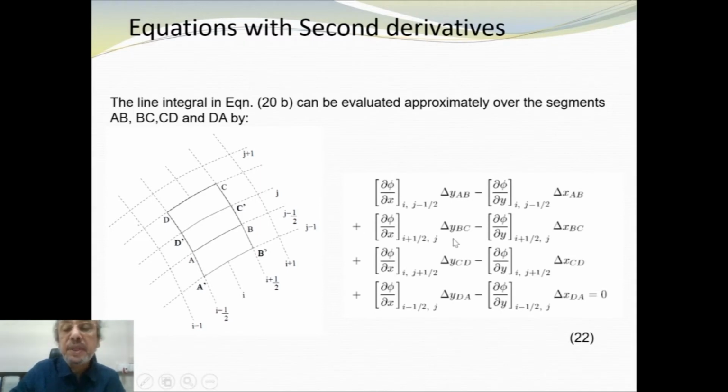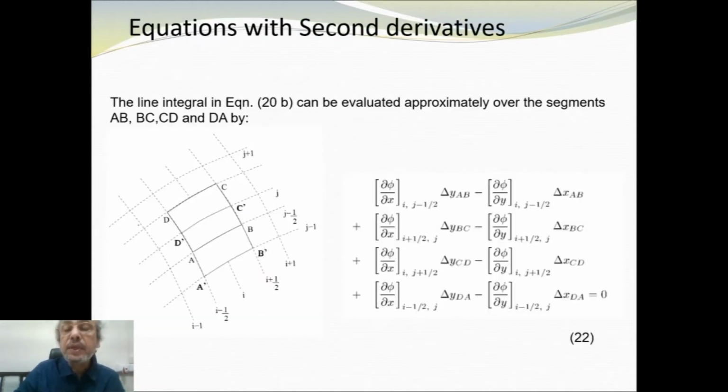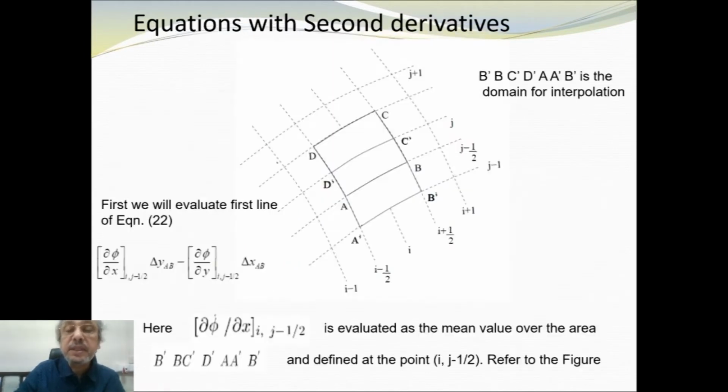So this is what we get if we perform the integral along the segments AB, BC, CD and DA. If we can evaluate this, we are through. Our integration is over, and basically we have evaluated this integral, and that is our target. So we will see how we can do it step by step.